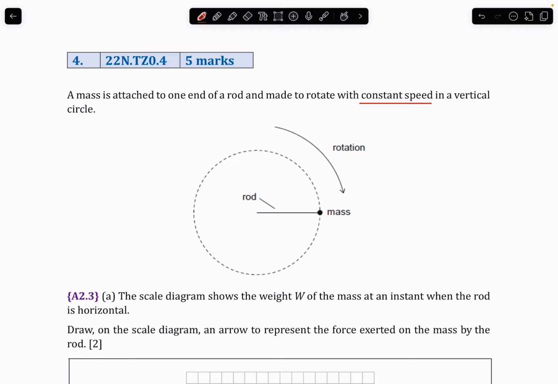Okay, so what we know about circular motion is we have the velocity component that's always tangent to the circle, and then we have the centripetal force that is always pointing towards the center of the circle, and this makes sure that the mass is actually staying in a circle and not falling off. We are rotating clockwise. Okay.